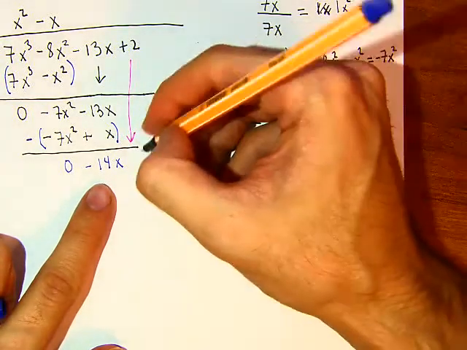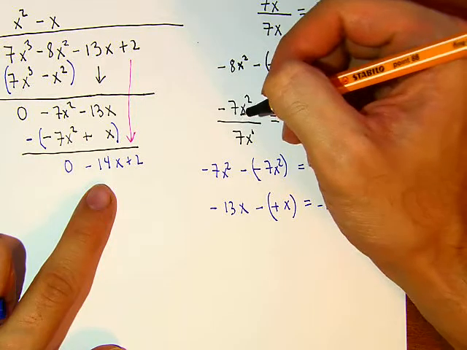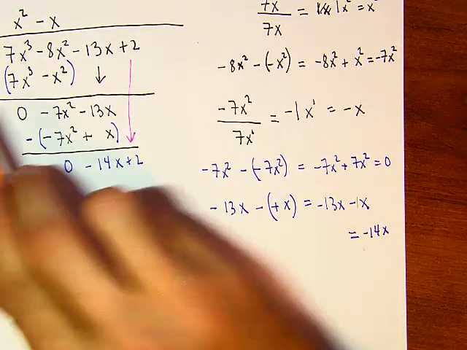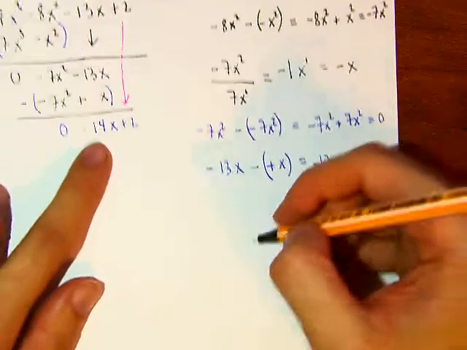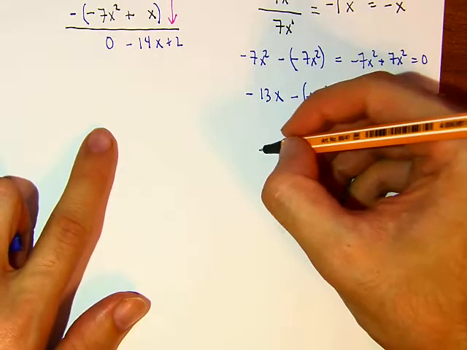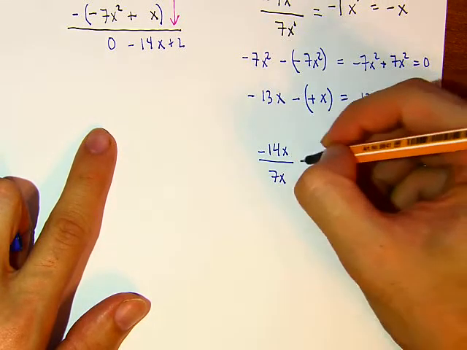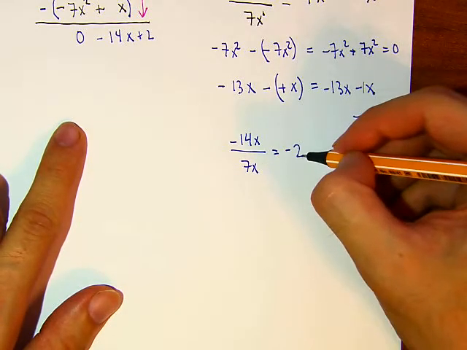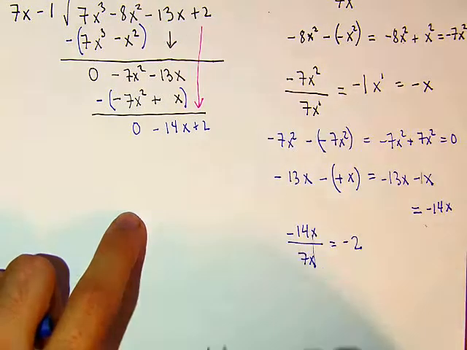So this is 2, right? We bring that positive 2 down. Okay, bring that positive 2 down. And then you ask yourself the same thing. How many times does 7x go into negative 14x? And do the same thing. You have negative 14x divided by 7x, and that is negative 14 divided by 7 is negative 2, and the x's cancel. It goes in negative 2 times.